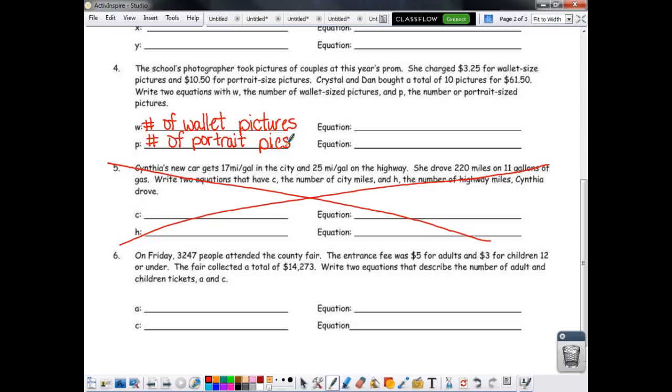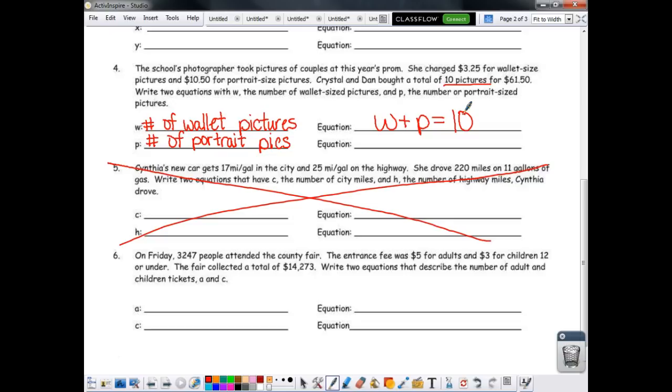Okay, so what's my first equation going to be? W plus P equals 10. Good. Because I have a total of 10 pictures, right? And these two are talking about a number of pictures. So the number of wallet-sized pictures plus the number of portrait-sized pictures together should equal 10, because there's 10 total pictures that they purchased.